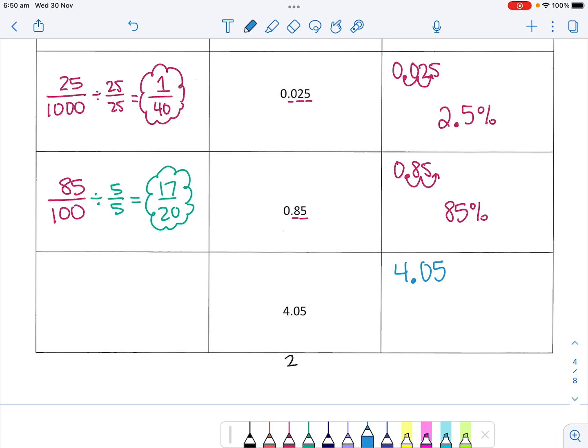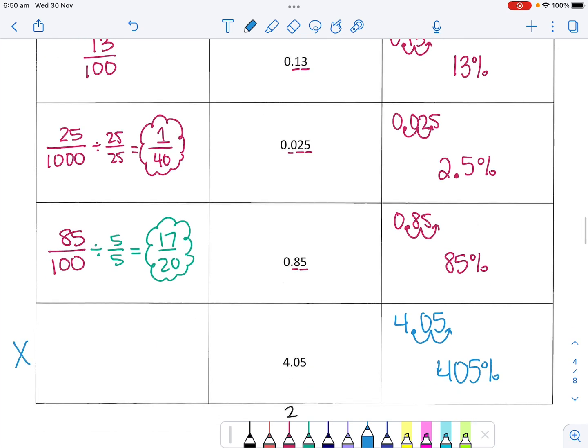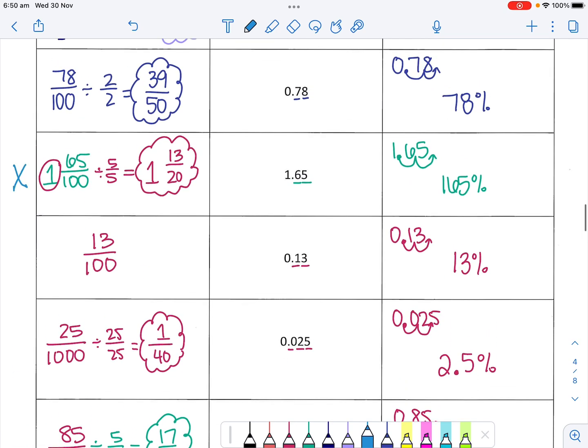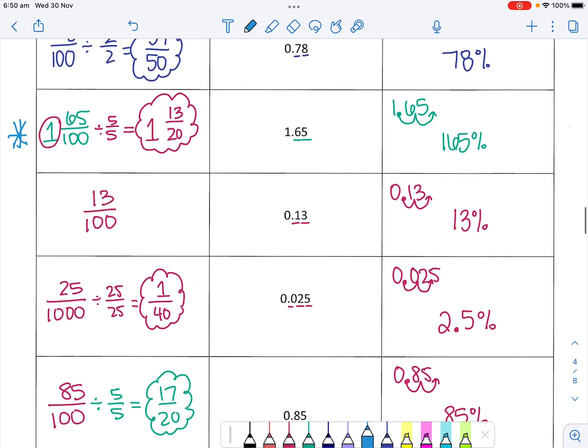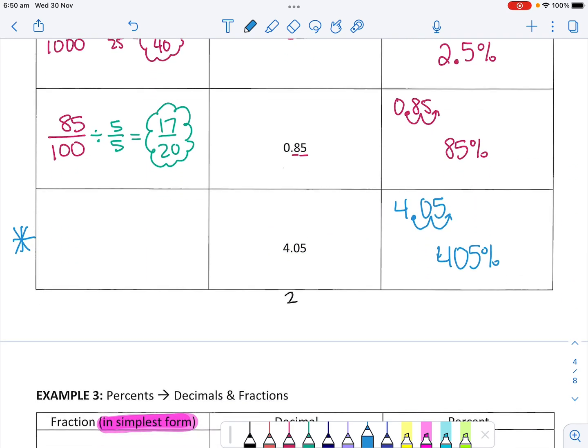So here's my decimal in 4.05. I want to go to the end of the number, 1, 2, so 405%. Now this one right here is very similar to this one up here, a percent bigger than 100%. I had that mixed number as my fraction answer, so I'm going to do the same thing down here. I'm going to start with the 4 in front, count my decimal places, 1, 2, so my initial fraction is going to be 5 over 100, and then I'm going to simplify. So I'm going to divide by 5, and then I want to make sure that I keep this with me, so 4 and 1 over 20.